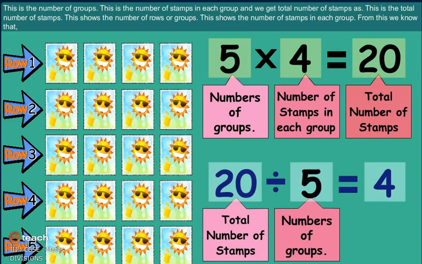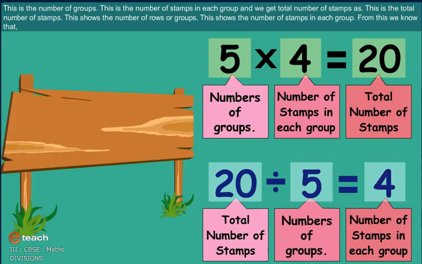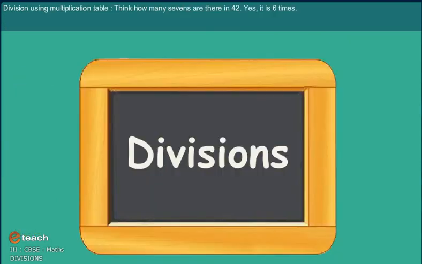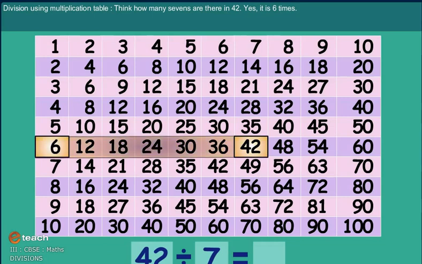This is the total number of stamps. This shows the number of rows or groups. This shows the number of stamps in each group. From this, we know that division is the opposite of multiplication. Division. We use the multiplication table to divide. Think, how many 7s in 42? Yes, it is 6 times.